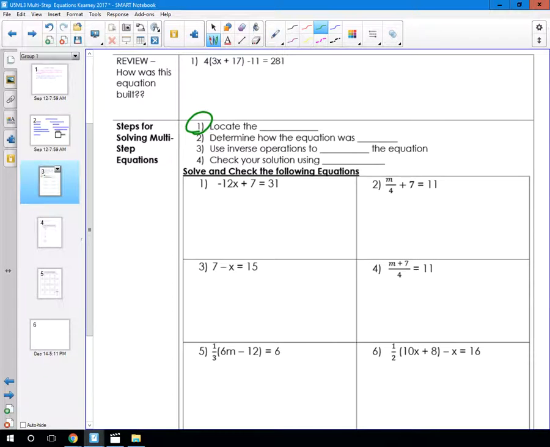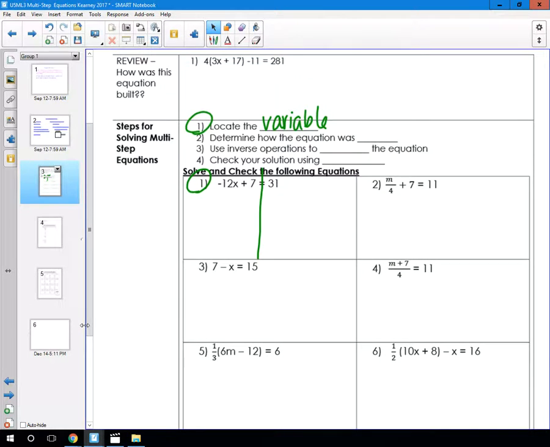The first step is to locate the variable, okay? You want to determine where the variable is. Is there just one variable, or do we need to simplify and combine like terms first before we start solving it? Looking at number 1, I locate the variable, and that variable is x, which means there's just one variable, so I don't have to simplify anything. I can start solving it right away.